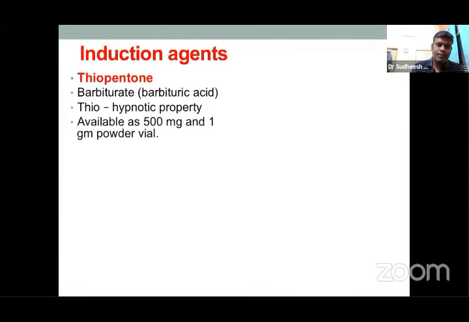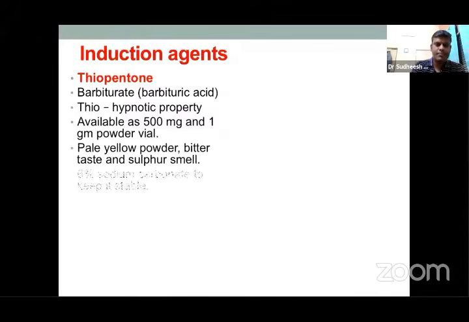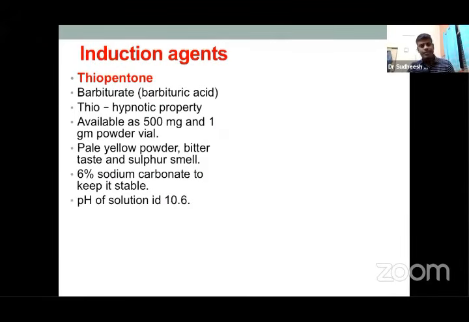And then it's available. Now we are discussing availability. It is available as 500 mg and 1 gram powder vial, and basically it is a pale yellow powder with bitter taste and sulfur smell, and it is usually mixed with 6% sodium bicarbonate to keep it stable, because it can react with atmospheric carbon dioxide. And also the vial is filled with nitrogen to keep it stable, and also to prevent its solidification and degradation.